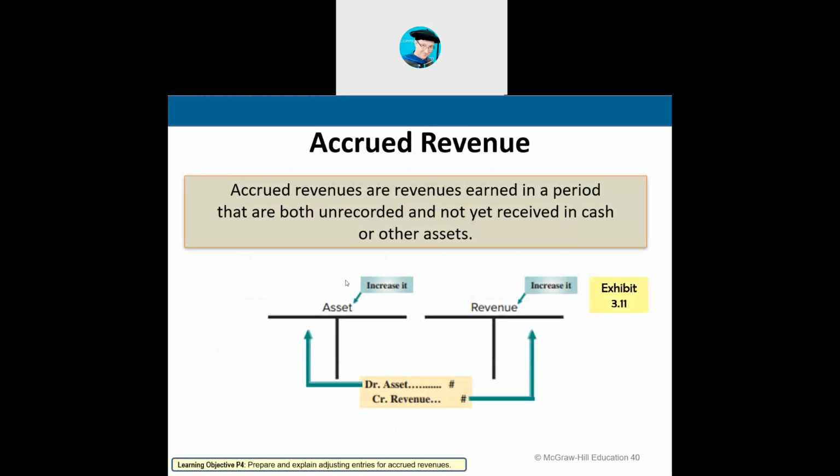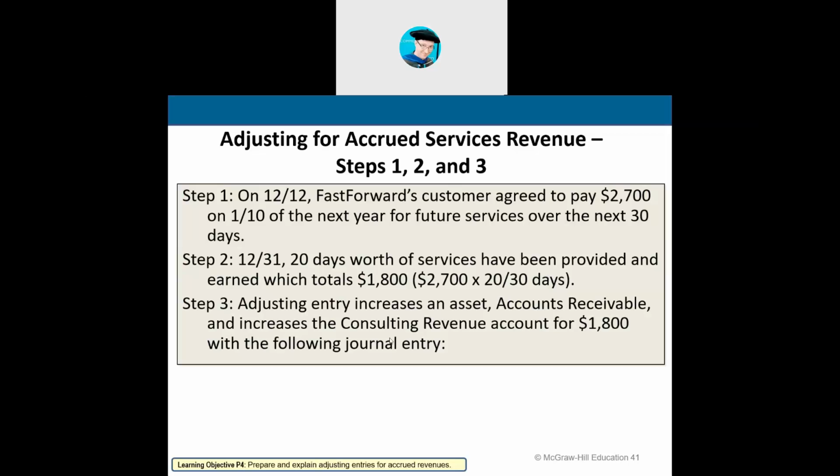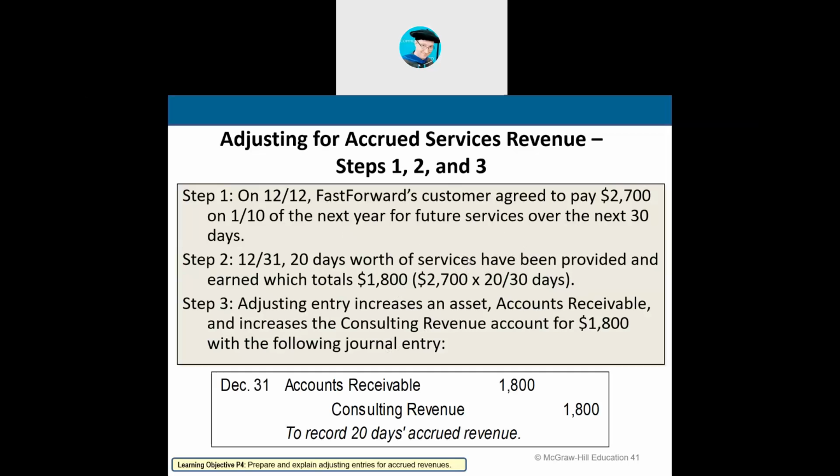What about accrued revenue? So let's take a look at this example. We have a customer that has agreed to pay us for the next year for future services. Think of it like a contract. So let's say we have our lawn service. The customer says, "Hey, you know what? I like your lawn service so much. I'd like to contract you to provide the services for next year."